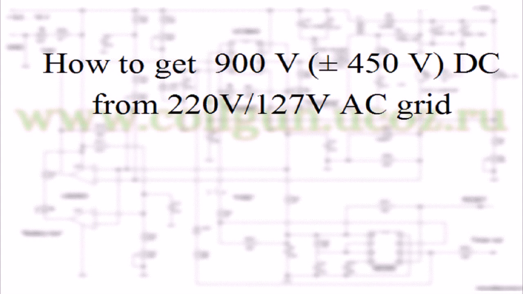Hello, it's Eugen. In this short video I will tell you how to get constant high voltage, for example 900 volts DC, or it may be bipolar plus minus 450 volts, from the standard grid voltage. It may be 220 volts as we have in Russia, or 127 volts alternating current, to charge high capacity electrolytic capacitors. Okay, let's go.